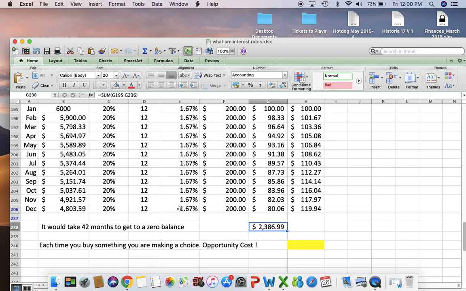Imagine if you hadn't taken that trip, or maybe you saved up the $6,000 and didn't have to take out a loan. Imagine what you could have done with that $2,400 based on the concept of compound interest that we talked about at the beginning of this recording. You could have really turned the $2,400 into something.